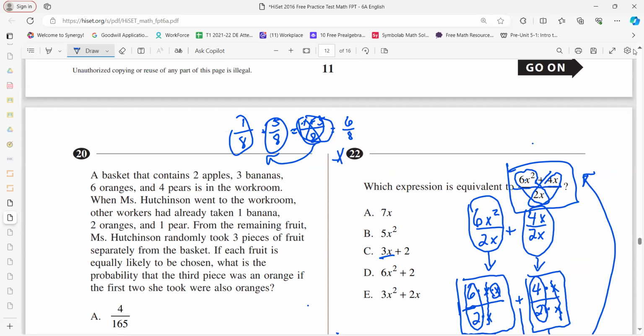Okay. Well, I would love to do more math. That's my favorite subject, my specialty. But we do have other subjects to work on. So I am going to move ahead.